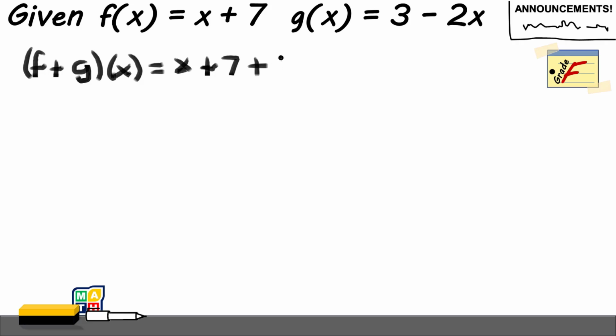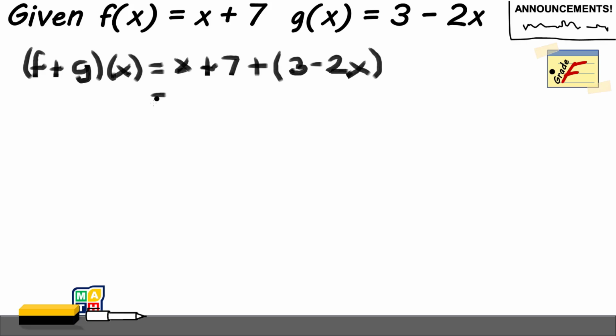Now, here's the suggestion. Again, this will not hurt the process, but to practice ourselves for future computations and operations of functions, let's try to add parentheses, especially for the second function that we are going to include here. So we have plus, in parentheses, 3 minus 2x.